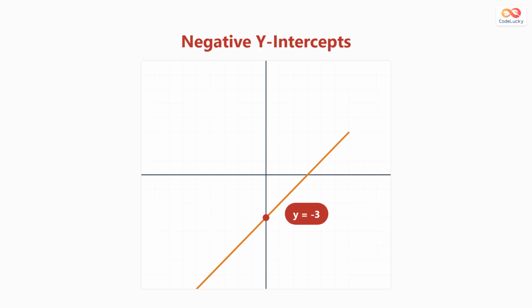Intercepts aren't always positive. Sometimes, the line crosses below the horizontal x-axis. In this example, the line crosses at -3. This means our starting value is -3.